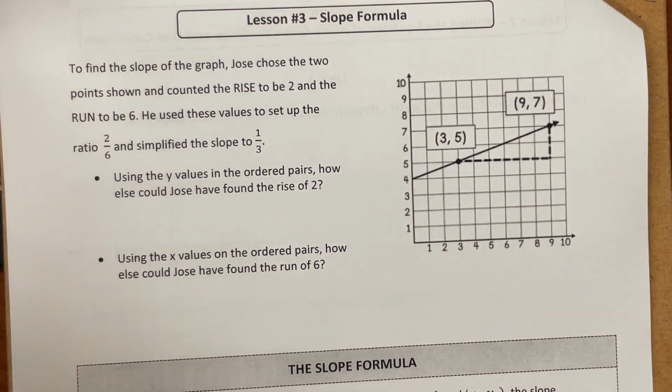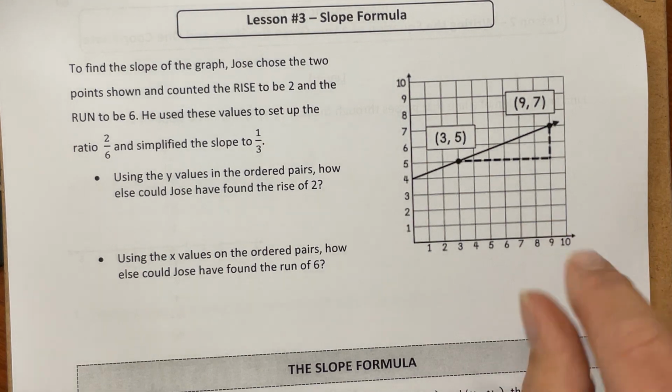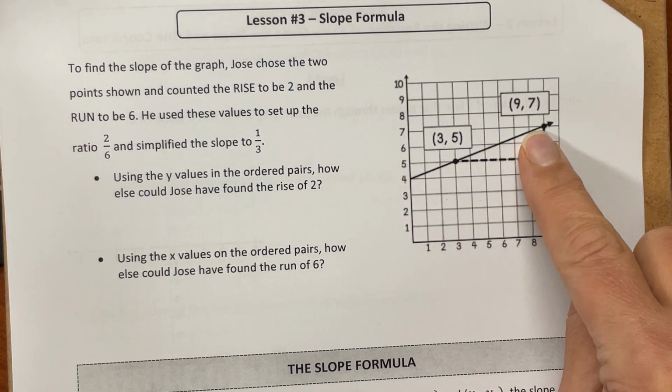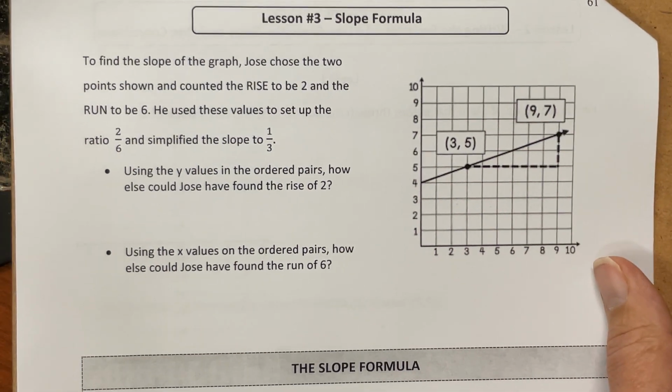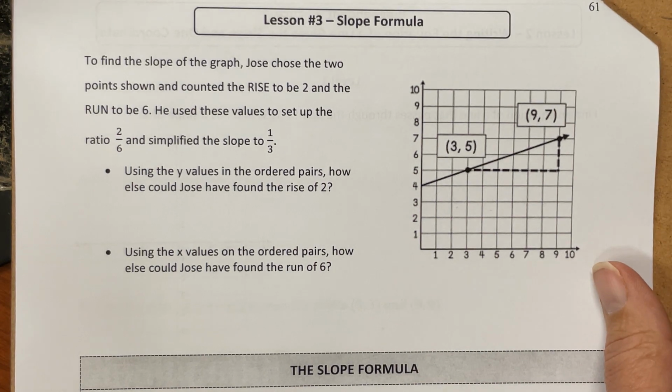So let's take a closer look at that. Remember what a slope is. It's the angle of the line. So normally we'd use rise over run.